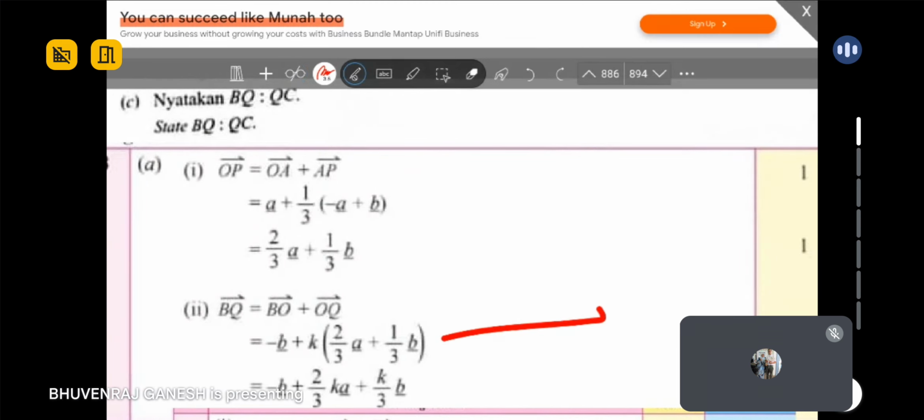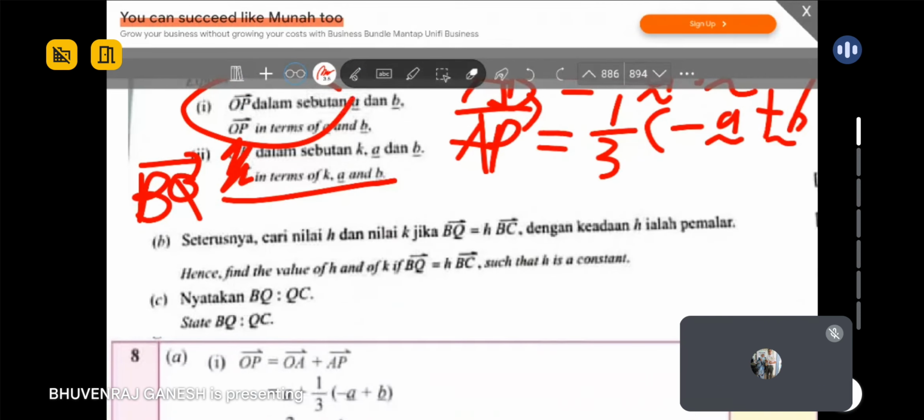Okay, make sure you simplify guys. Kamu kena permudahkan yang ni sampai dapat jawapan termudah. Get your simplest answer. Okay? So, yeah. Next question. Okay, soalan B.